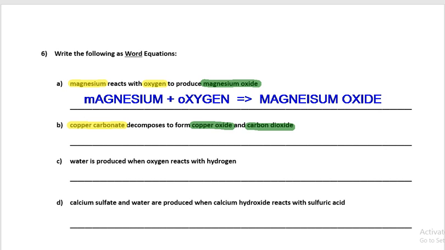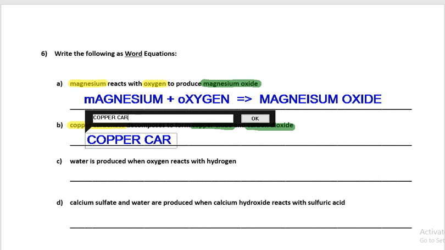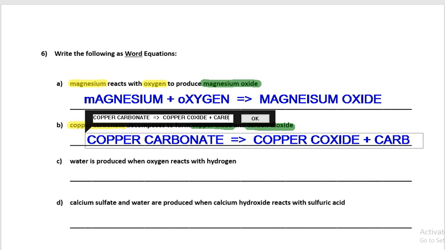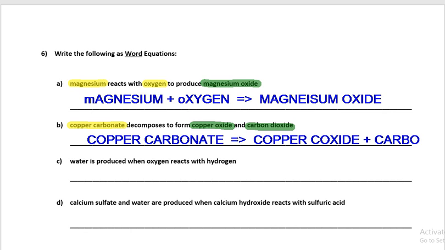So we put this one in, copper carbonate. Decomposes, so we put in an arrow. Forms, to make copper oxide and carbon dioxide. And sorry, I'm getting a bit cut off there, but we write it like this. So the one word, the arrow, and then the two products. Okay, alright, so what about the next one?